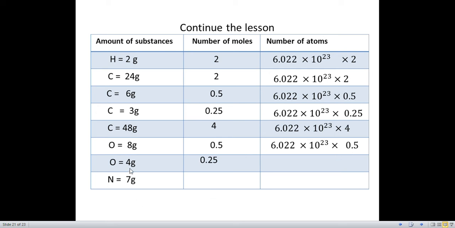Oxygen, if we take 4 grams, half of this, 0.25. The number of atoms you can calculate like this. If we take nitrogen 7 grams, the mass number of nitrogen is 14. So, can you guess the answer here? Think. 0.5. What is the answer here? Right. These are the answers. You should calculate like this.